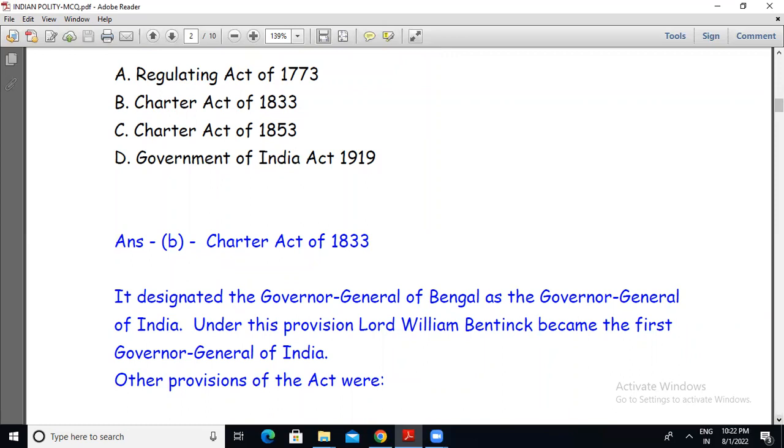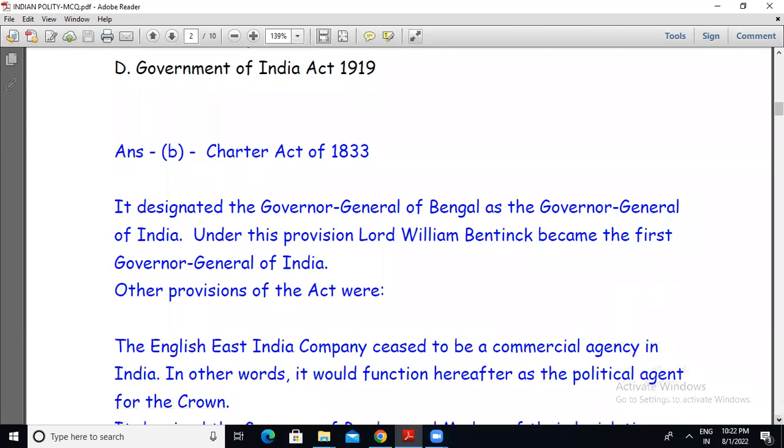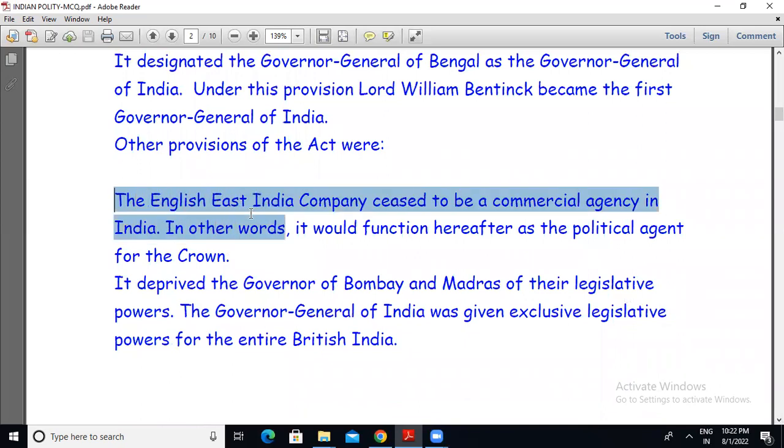this MCQ. So it doesn't mean that there are only 10 or 9 MCQs, but for this one MCQ, we are actually discussing 5 different MCQs. Now, what are the other provisions of the Charter Act of 1833? Let's go through them. The first thing, the English East India Company ceased to be a commercial agency in India. In other words, it would function hereafter as the political agent for the crown. East India Company now works as a political agent for the crown.